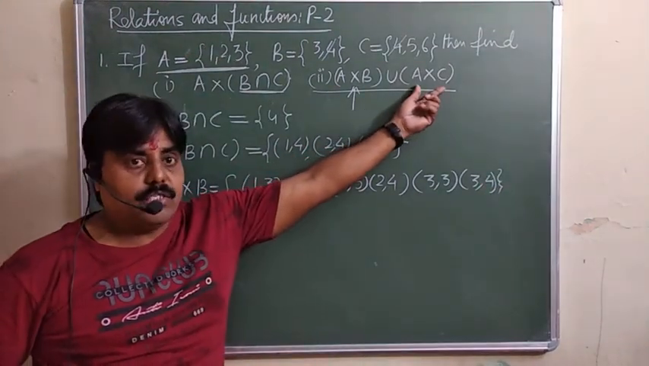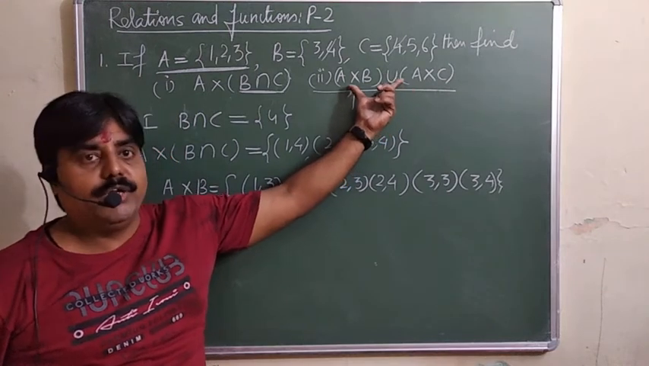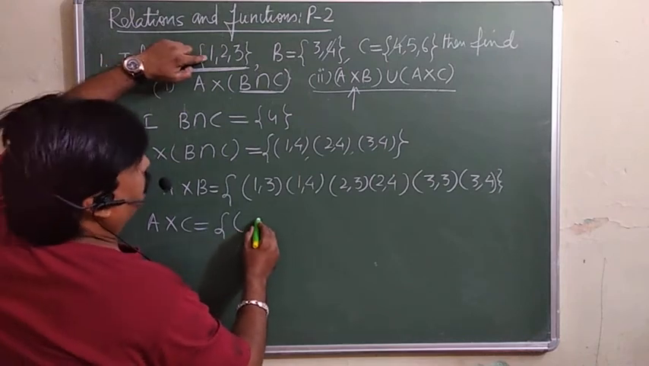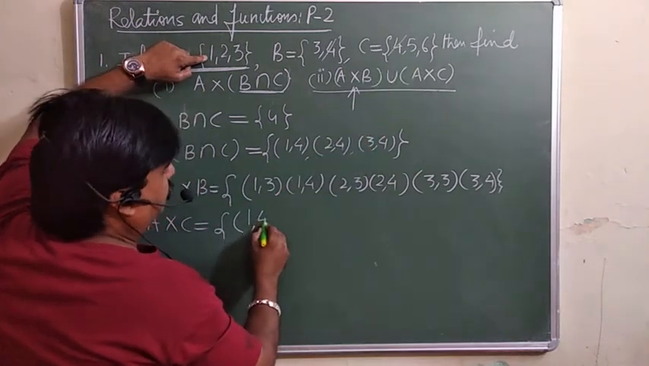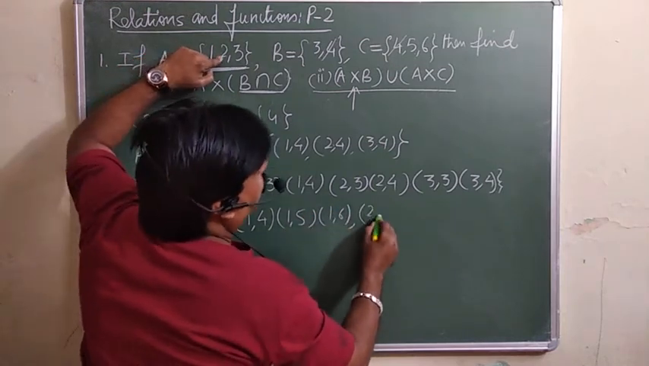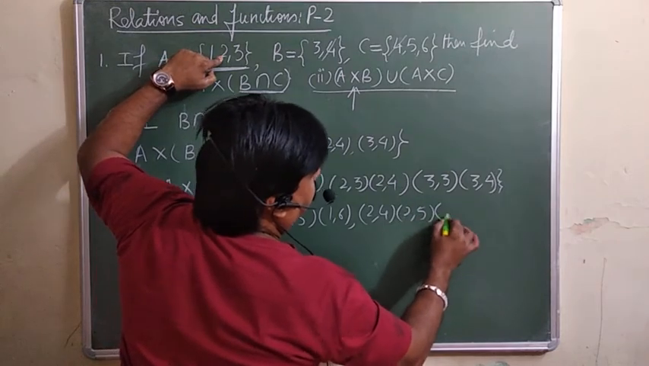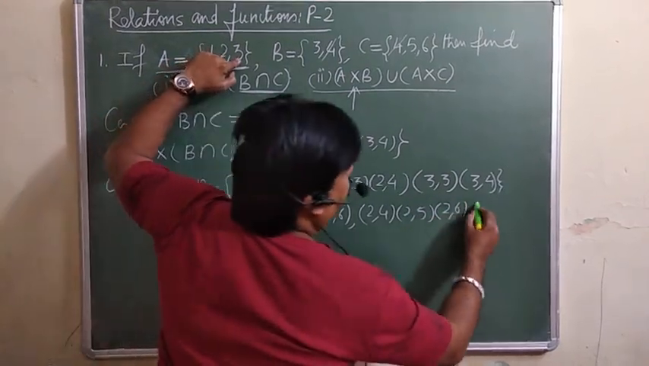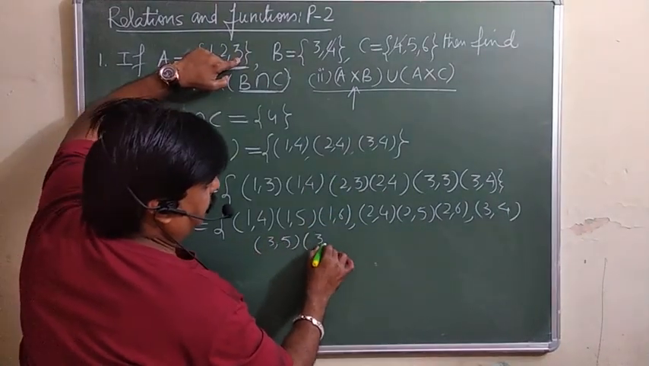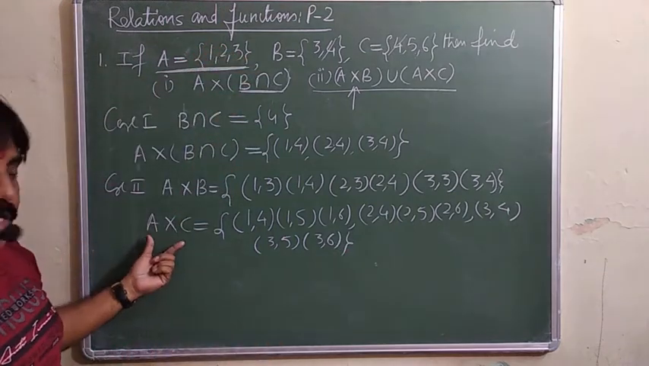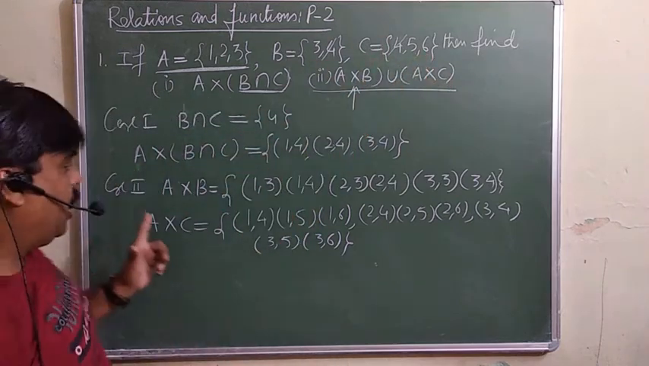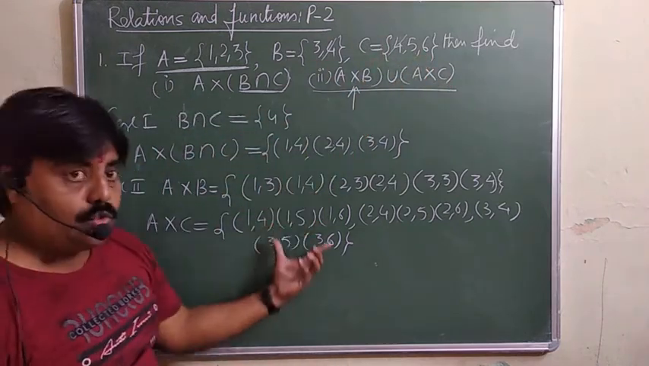Now you need A cross C also, then you have to take the union. So just write down A cross C. The first element from A, so that is 1 4, 1 5, 1 6, then 2 4, 2 5, 2 6, then 3 4, 3 5 and 3 6. So this is your A cross C. A cross C means the first element should be from A and the second element from C only. Now you want to take the union of these two sets of ordered pairs.